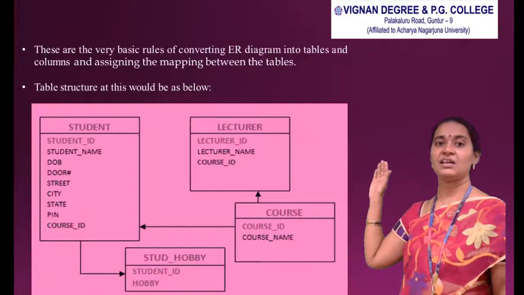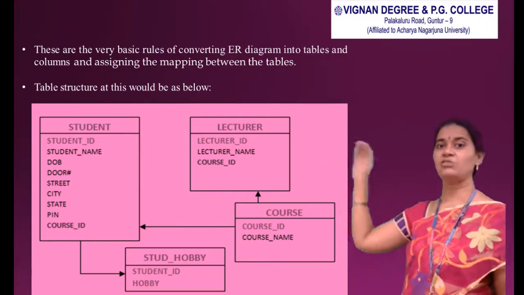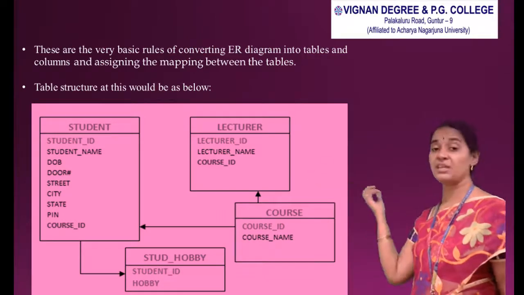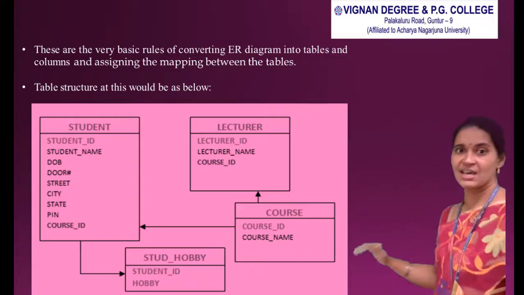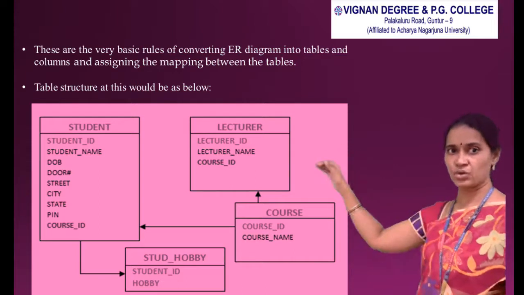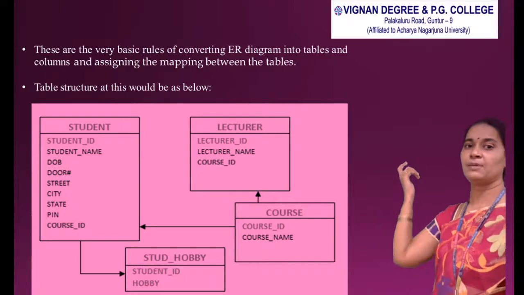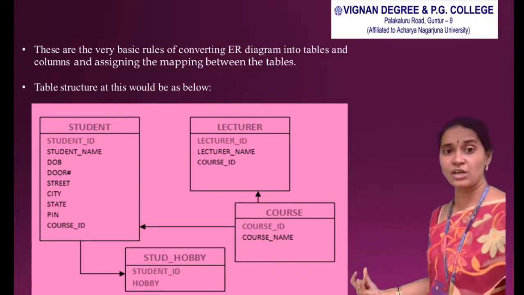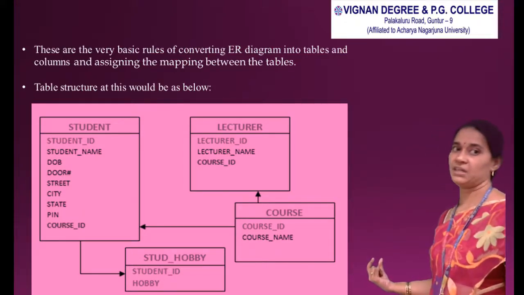So after using all these basic rules, this is how the ER diagram is converted. The structure includes four major tables. What are those? Student, lecturer, course, and student hobby. Student hobby is the new table which I included. In the student table, student ID will be the primary key. In the lecturer table, lecturer ID will be the primary key. In the course table, course ID will be the primary key. And in the student hobby table, I will have the student ID as the primary key.